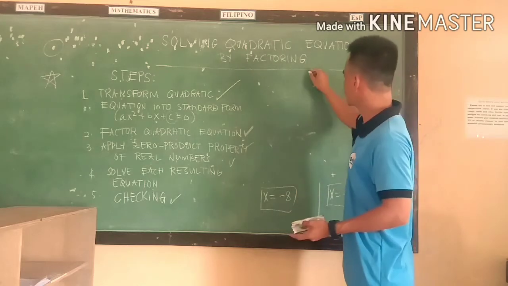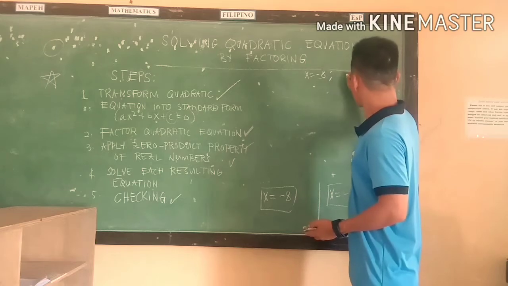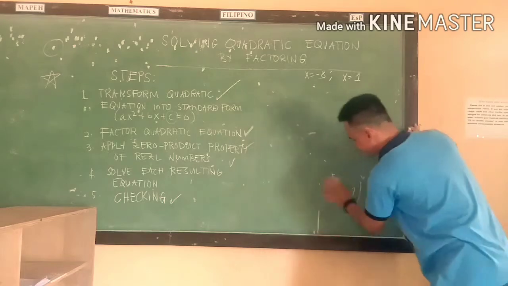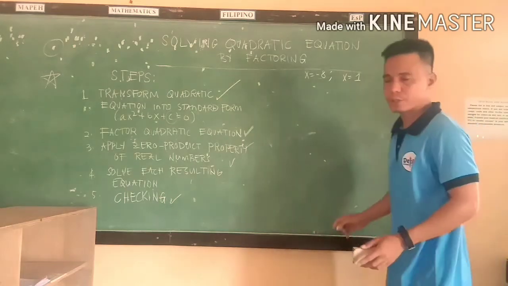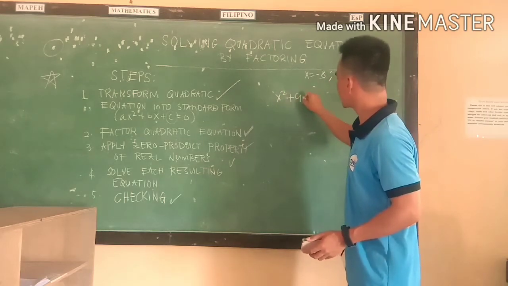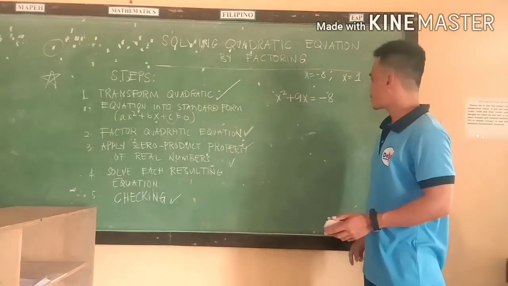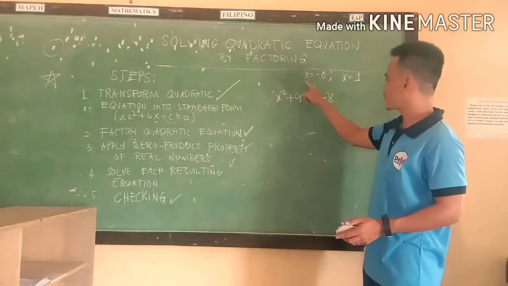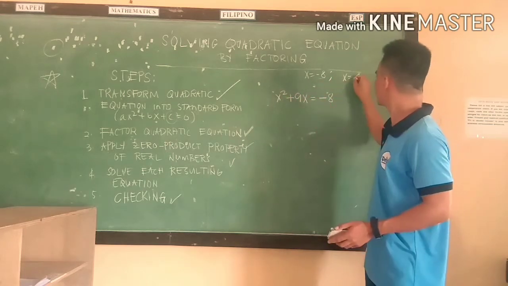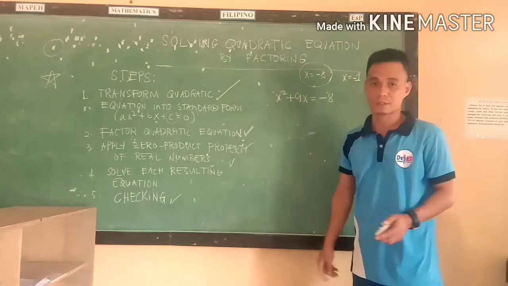So our computed value, x equals negative 8 and x is equal to negative 1. Using our original given, x squared plus 9x equals negative 8, ano gagawin natin is, to substitute, i-substitute lang po natin yung computed value natin sa x. Yan. Negative 8, negative 1. So therefore, let's try to do it with negative 8 first.